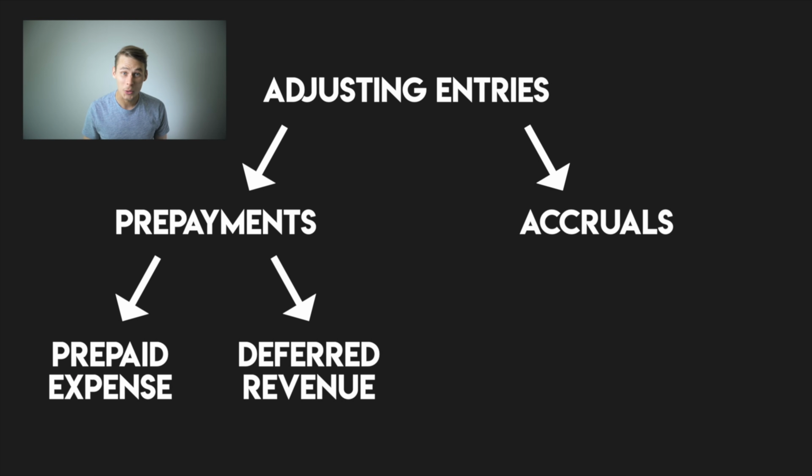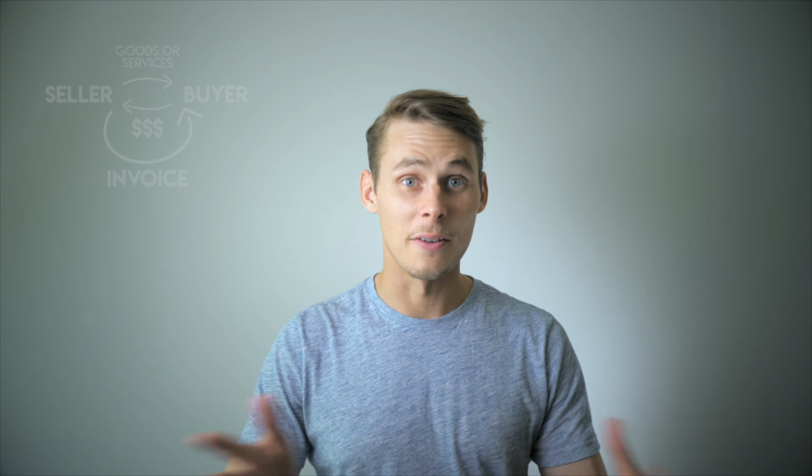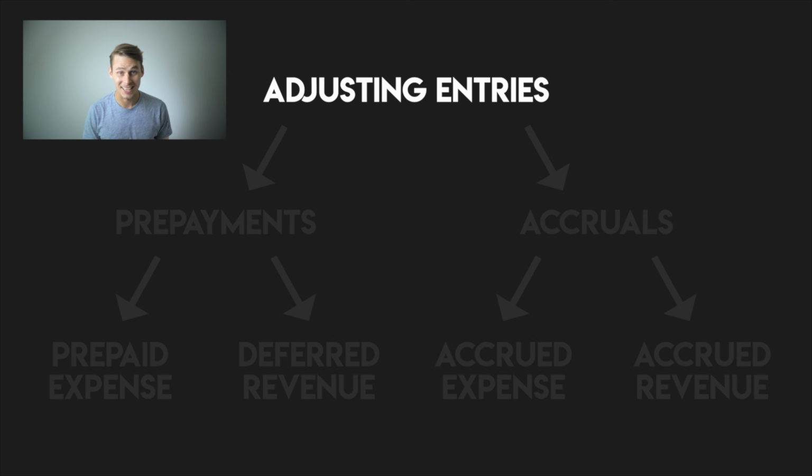Again, there are two categories of accrual: accrued expenses and accrued revenue. If we're the buyer in the transaction, then we're dealing with accrued expenses because we're the ones receiving or consuming the goods or services. However, if we're the seller, then we're on the other side and we're dealing with accrued revenue instead because we're the ones making the money by providing those goods or services. So adjusting entries are required to bring our books in line with the accrual basis of accounting, which is required under both GAAP and IFRS when producing financial statements.